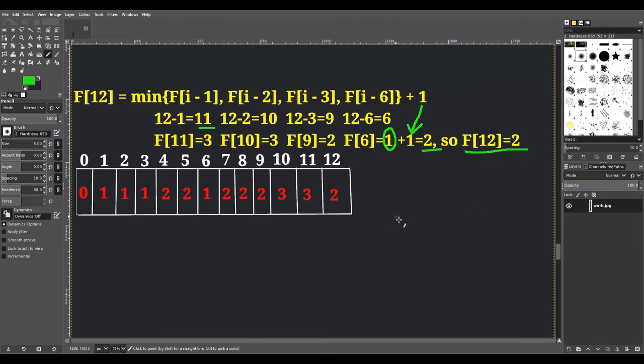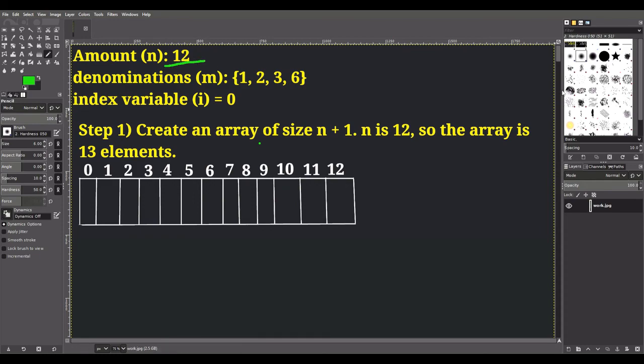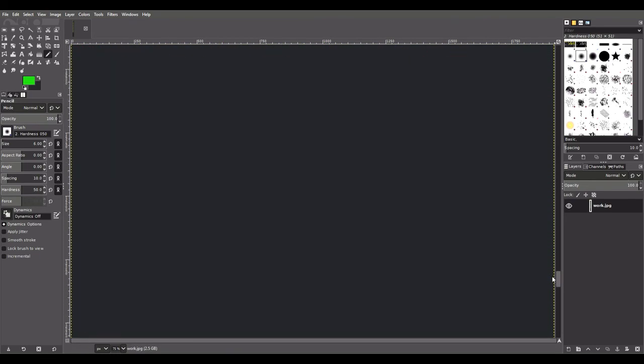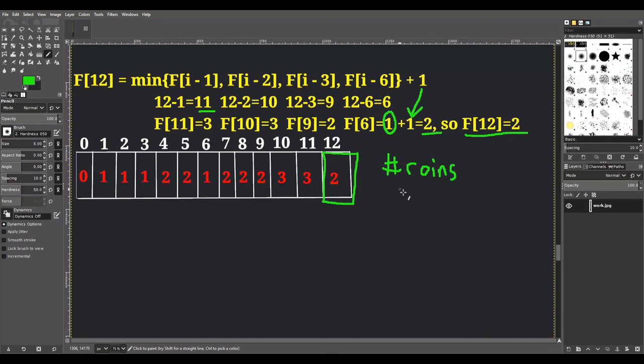That means that, not just in this case, but in every case, the last number in your array will be the number of coins that you can make this change with. So if you remember, the amount of change that we needed to make was 12. So if we go back down here, we know that we can make 12 using 2 coins.